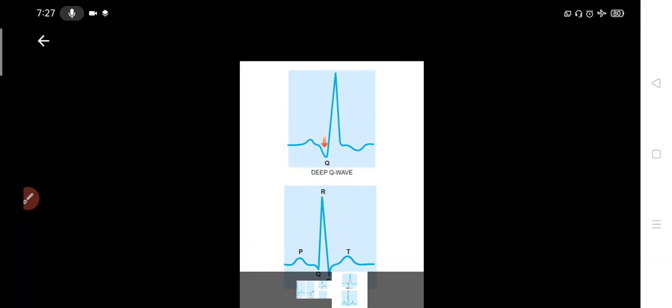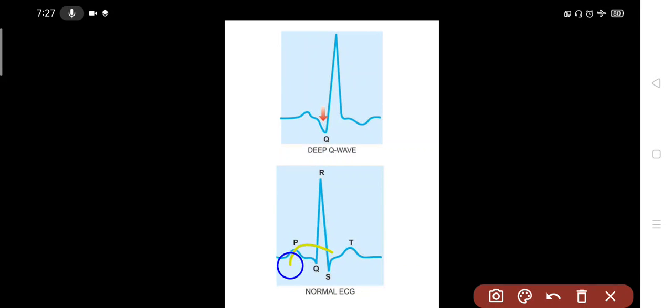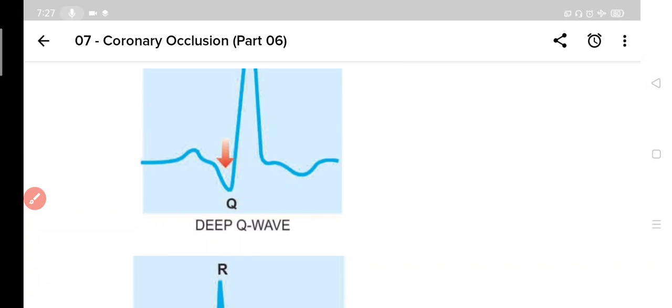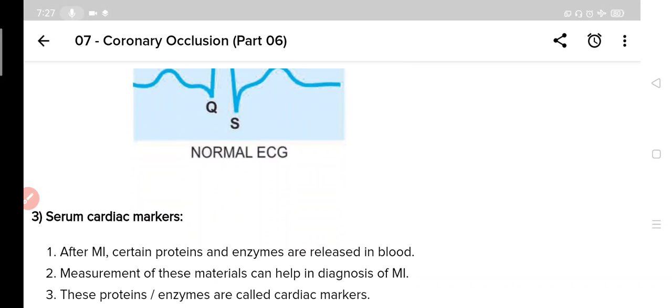Now the third feature is deep Q wave. In a normal patient you can see that the level of the Q wave is above the S level. The point which is called S, it is above that, and in a patient of myocardial infarction it goes below the level of the S point. So this is called deep Q wave. This is the third ECG feature of a patient of myocardial infarction. So these are the ECG changes.